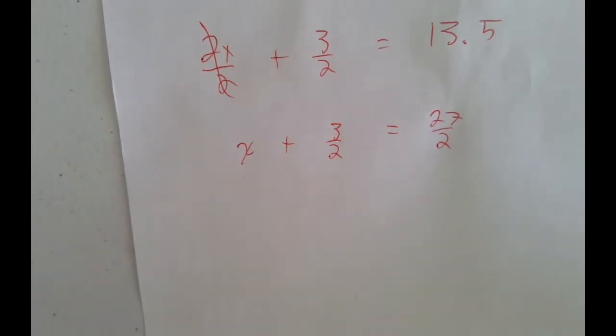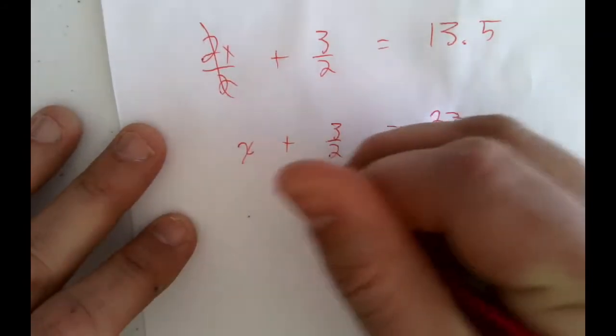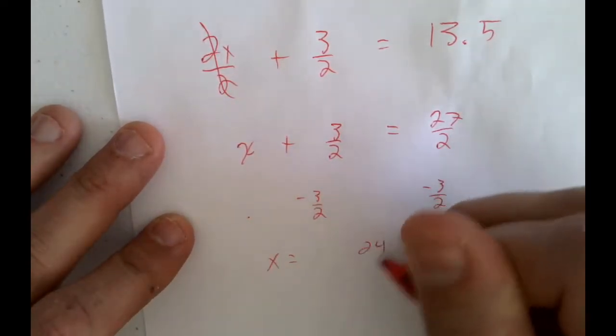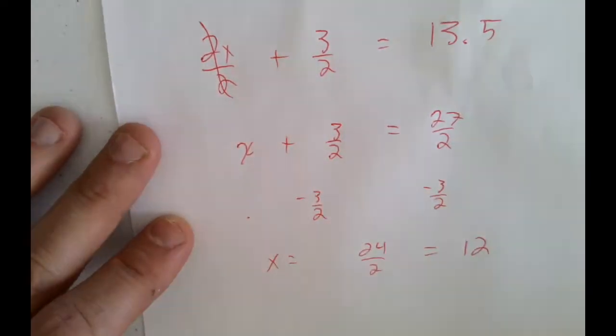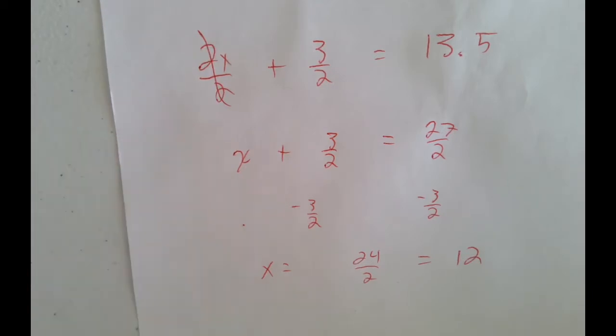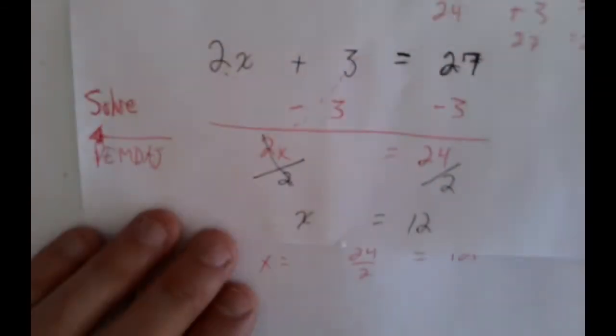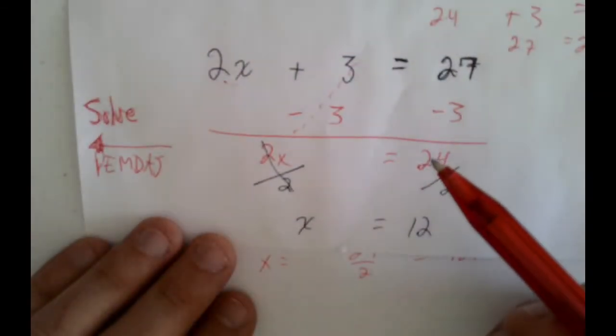Now, is this going to give us the right answer? Of course it is, because we'll subtract 3 halves and we'll get x equals 24 halves or 12. But with a lot more tediousness, a lot more complicated math. Not super complicated, but compared to what we did, more complicated. So I hope the previous example made a little bit more sense, because this is all we've got to do to solve a two-step equation.